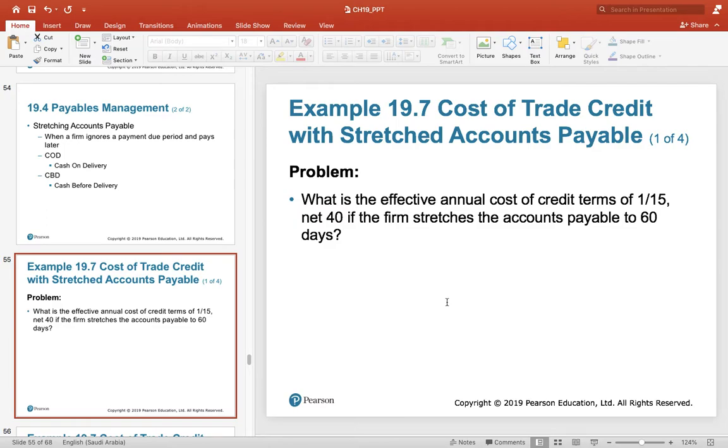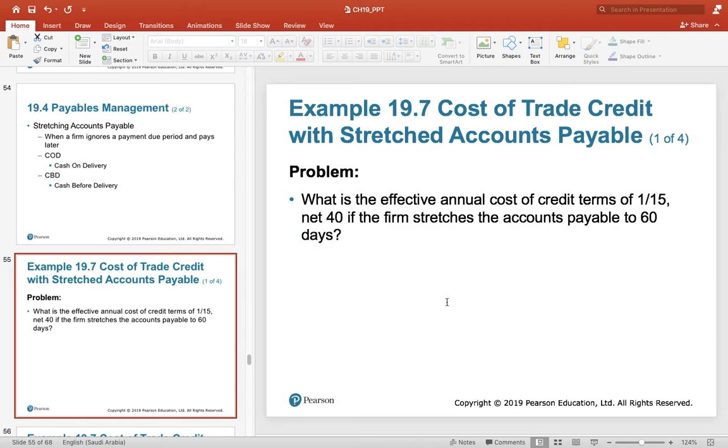Now we will calculate one question on delaying the payment, how delaying the payment will be costing the organization. See here. What is the effective annual cost of credit terms of 1/15 net 40? That means if you are paying on the 15th day, you get a 1% discount. If you are not paying on the 15th day, pay on the 40th day. That is the credit term. You are not paying on the 40th day, you are stretching to the 60th day. We saw in the aging schedule, right? Certain customers always pay after the due period. So you are paying on the 60th day.